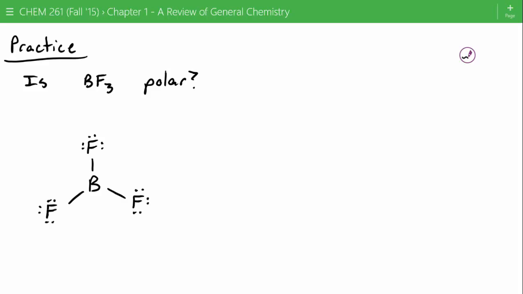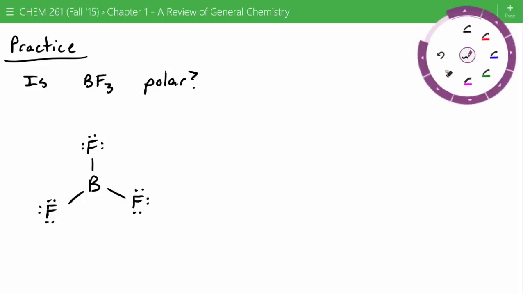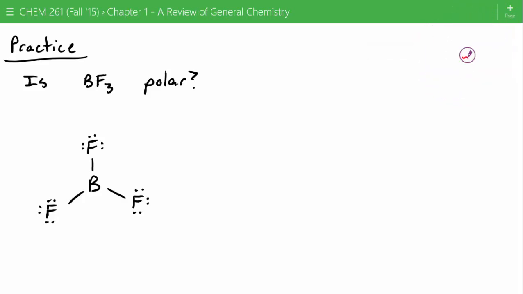What's more electronegative, fluorine or boron? Fluorine. So we can go through and say this is a polar bond. That fluorine is hogging electron density away from the boron. But is there a net dipole? No. We have to remember that this is planar, right? And these are all 120 degrees apart from one another. So there is no net dipole. This confuses people because there are other examples that might be different.